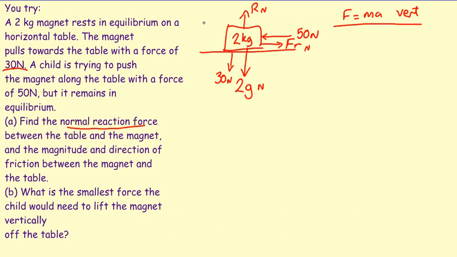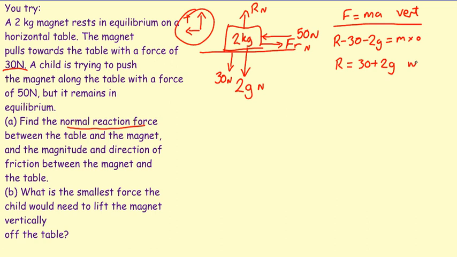So we'll take upwards and leftwards to be our positive directions. And so we're going to have the reaction minus 30 newtons minus 2g is equal to mass times acceleration, which is 0. So we're going to get R equals 30 plus 2g newtons. If, again, g is equal to 10, just because it's easier, we can say then R is 50 newtons.